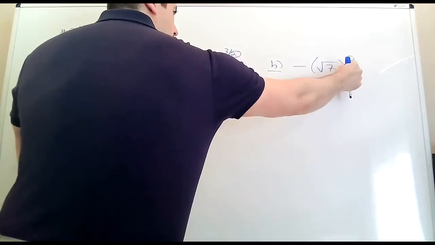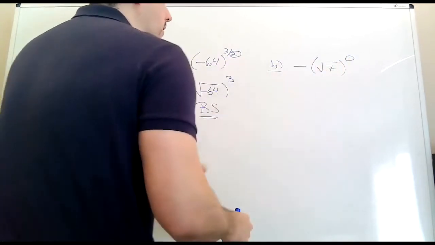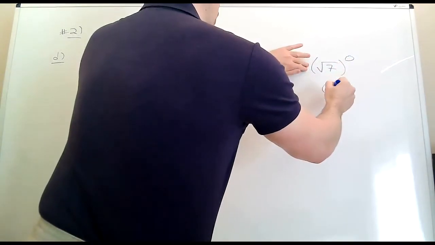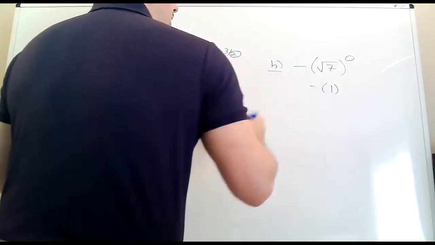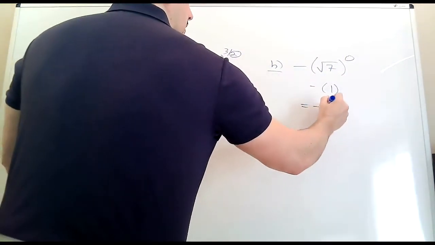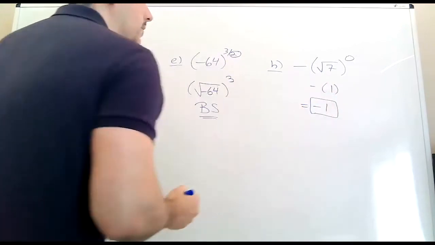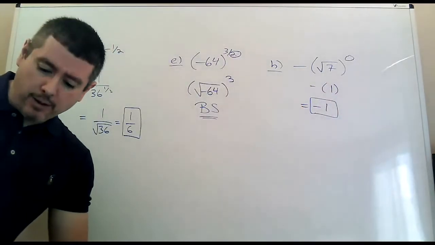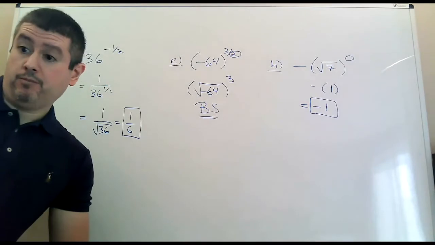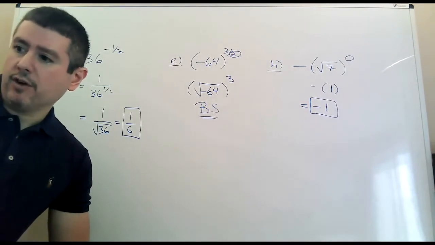But I told you that anything to the 0 power is 1. So you really just have a 1 there. And then the negative goes along for the ride. So this answer is just -1, right? Anything to the 0 power is defined to be 1. Just put a 1. And the negative in the front just hangs out there.